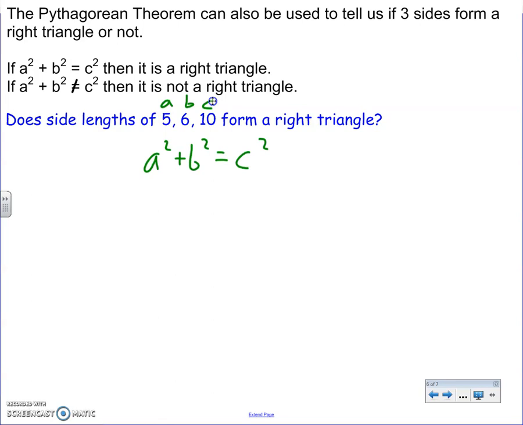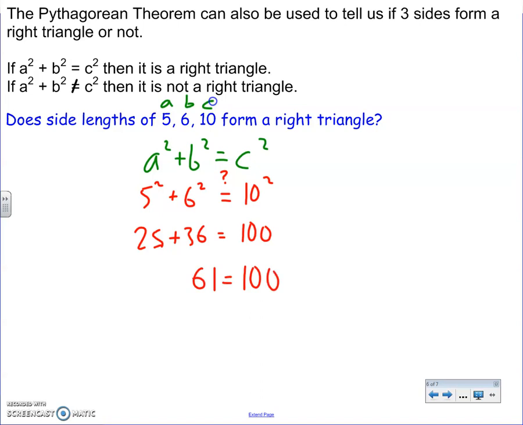So it's filled out. 5 squared plus 6 squared is supposed to equal, I'll put a question mark here, 10 squared. Well, that is 25 plus 36, and that's supposed to equal 100. Combine terms, that is 61 equals 100. Those are not the same thing, so nope. This is not a right triangle. Again, the Pythagorean theorem only works for right triangles, so if it's true, it's a right triangle. If it's not true, it's not a right triangle.